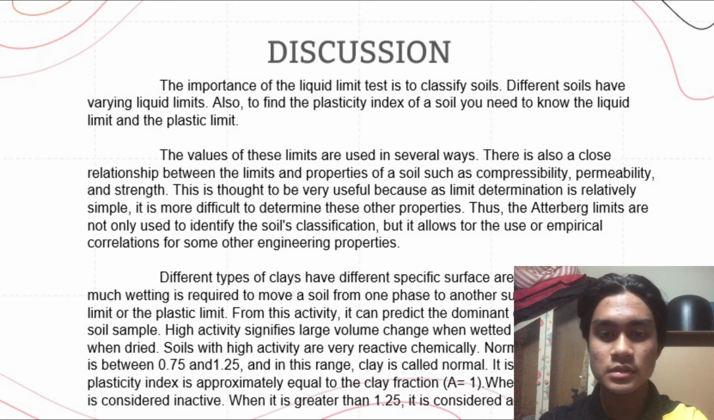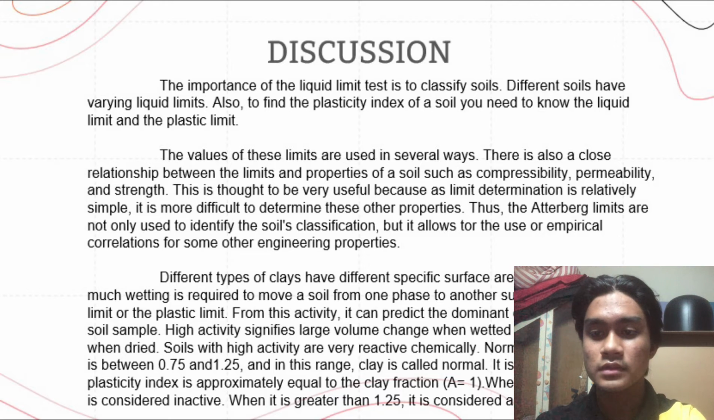Discussion. The importance of the liquid limit test is to classify soils. Different soils have varying liquid limits. Also, to find the plasticity index of a soil, you need to know the liquid limit and the plastic limit. The values of the limits are used in several ways. There is also a close relationship between the limits and properties of a soil, such as compressibility, permeability, and strength.